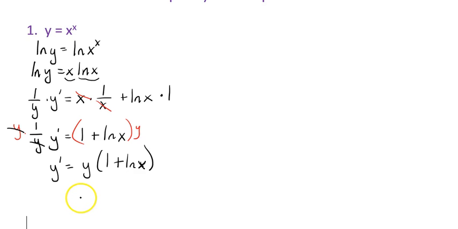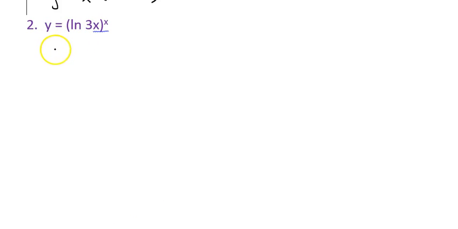And then finally, most of the time what you're going to see happen is we're going to replace that y with what it stands for. And our original function said that y was equal to x to the x power. So I'm going to replace that and have x to the x times 1 plus the natural log of x, which would make it easier if I needed to go to the second derivative or something like that. But this would be the final answer for right now.